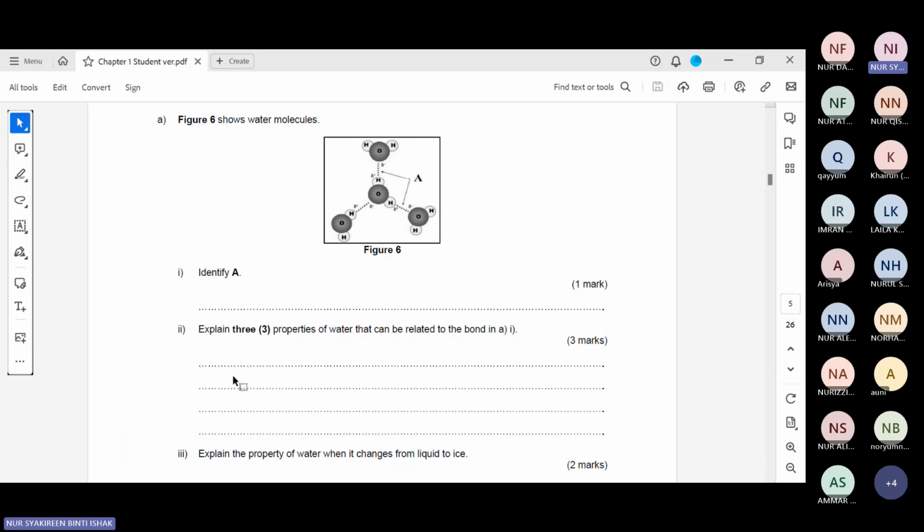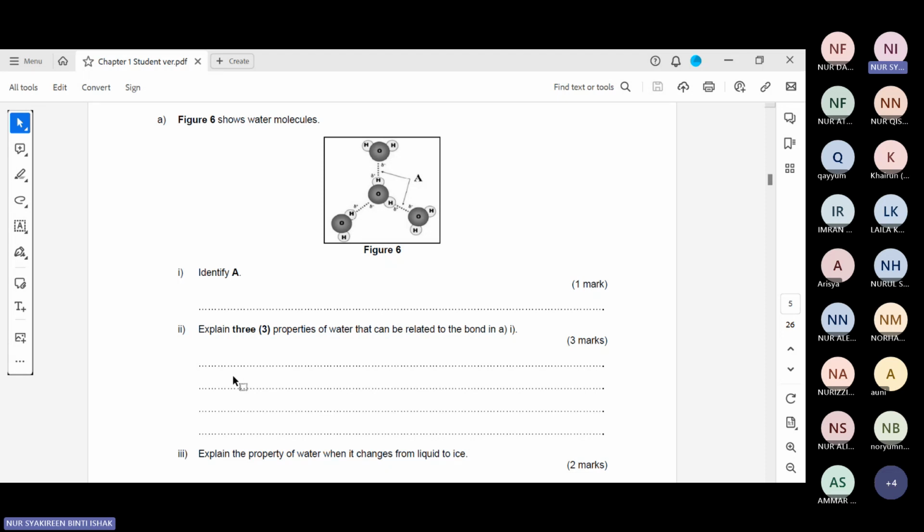So hydrogen bonds between water molecules in solid state are fixed. One water molecule forms hydrogen bonds with another water molecule, and the formation is fixed so that it can form an ice crystal structure. If you refer to your notes. So ice will be less dense compared to water in liquid form. So the maximum density of water is at 4 degrees Celsius.